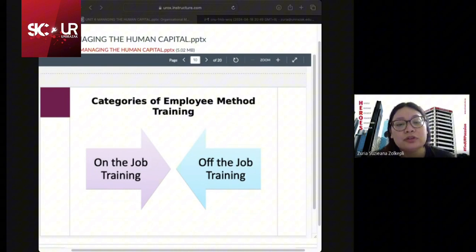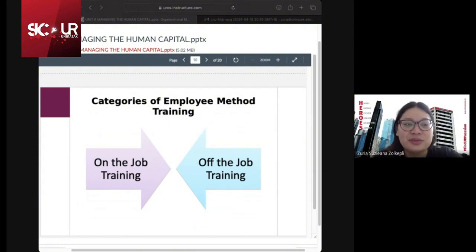And then off-the-job training, this brings the worker outside their working environment to provide their training. I believe that a lot of people love this off-the-job training. This is the moment where they can get out from the work and get exposed to other things. So I like this off-the-job training as well, so that I can learn from a lot of people.